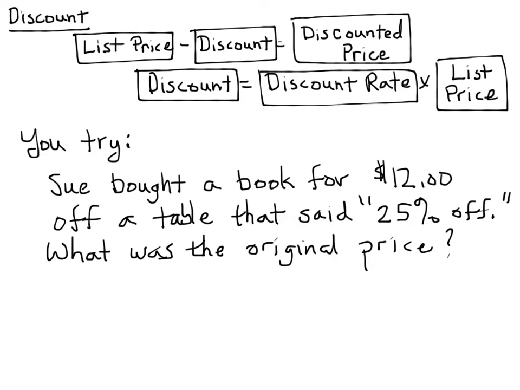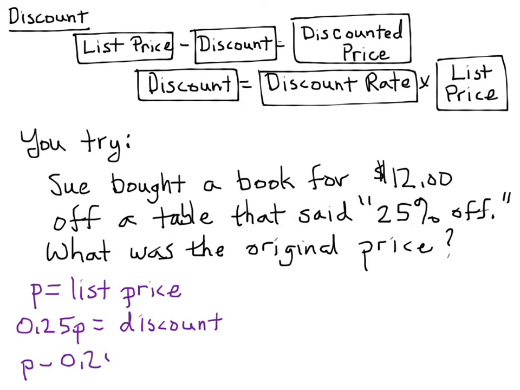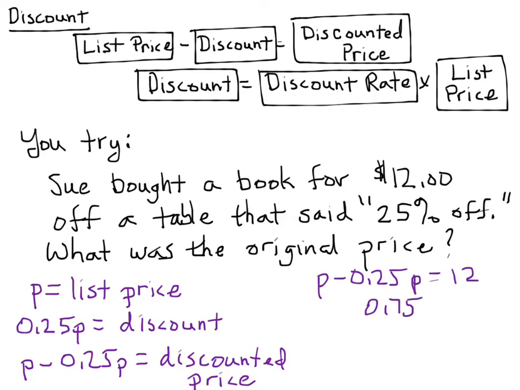Okay, so this is applying the model now. What would be your variable? It's the original price, right? So that's the list price. So I would say P is the list price, 0.25P is the discount, P minus 0.25P equals the discounted price, which we know is $12, so we end up with the equation P minus 0.25P equals 12, and 0.75P, when we combine like terms, is going to be 12, and so we get P equals 12 over 0.75.